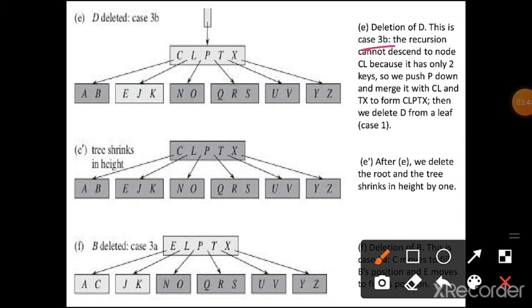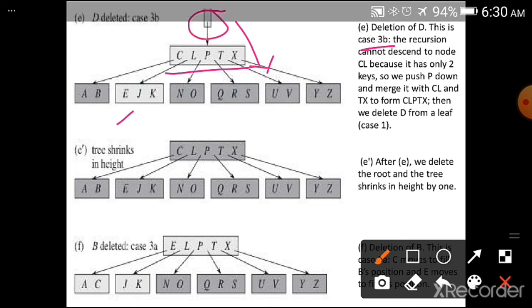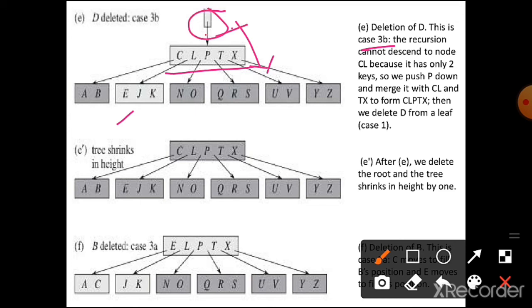The recursion cannot descend to node CL because it has only 2 keys. So we push P downwards and merge CL and TX, then delete D from this leaf node. So now the tree shrinks. It shrinks the tree height. Then here there is a root node. We directly delete that root node because it doesn't contain any elements. So its height is decremented by 1.